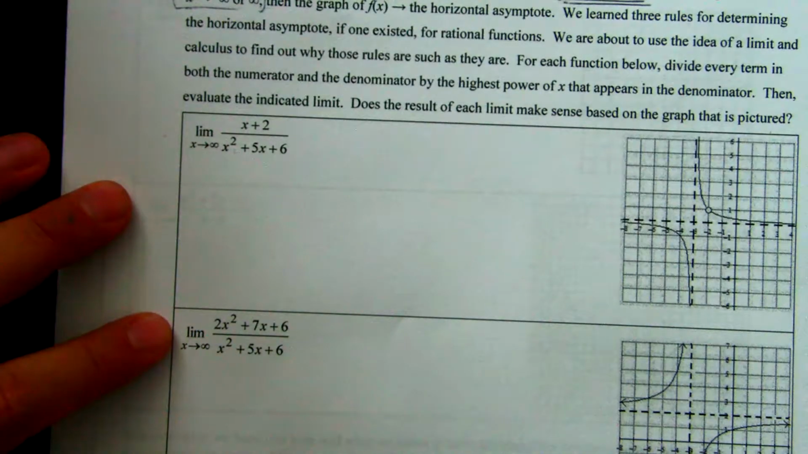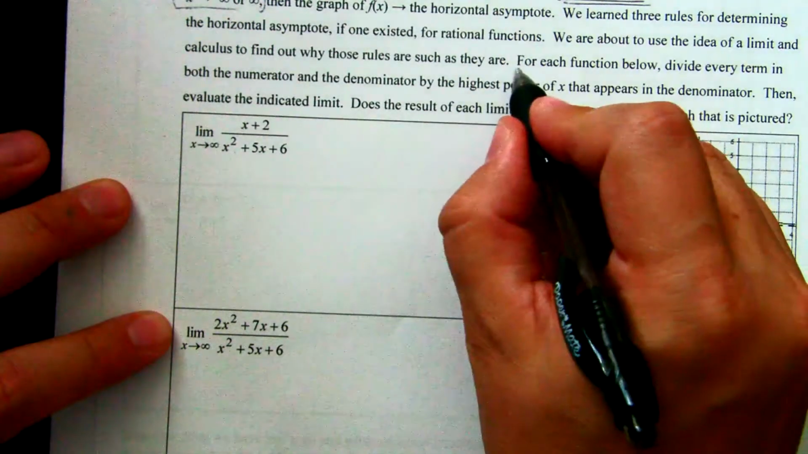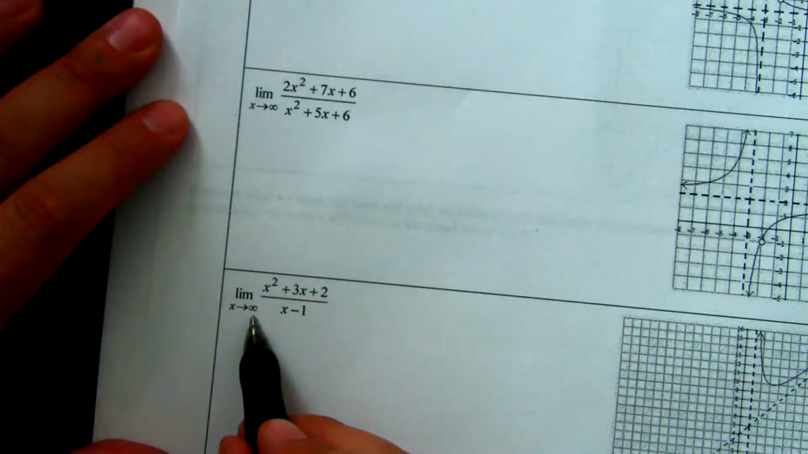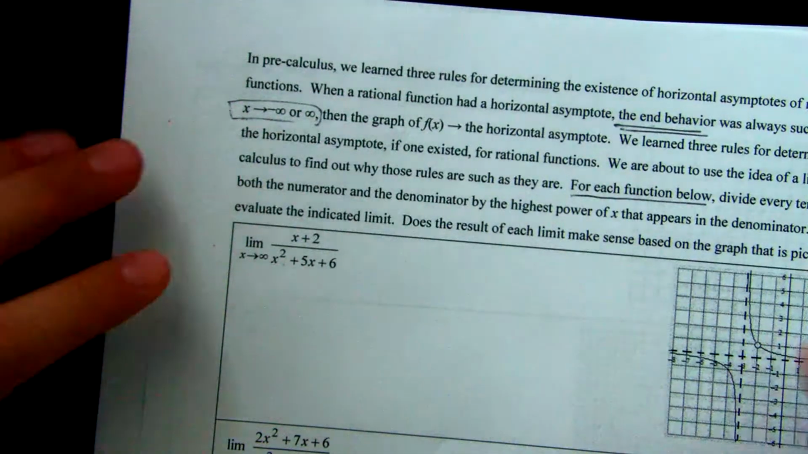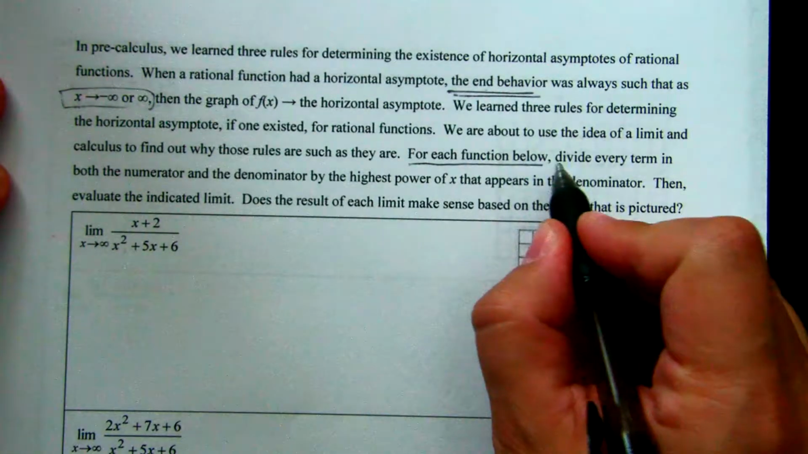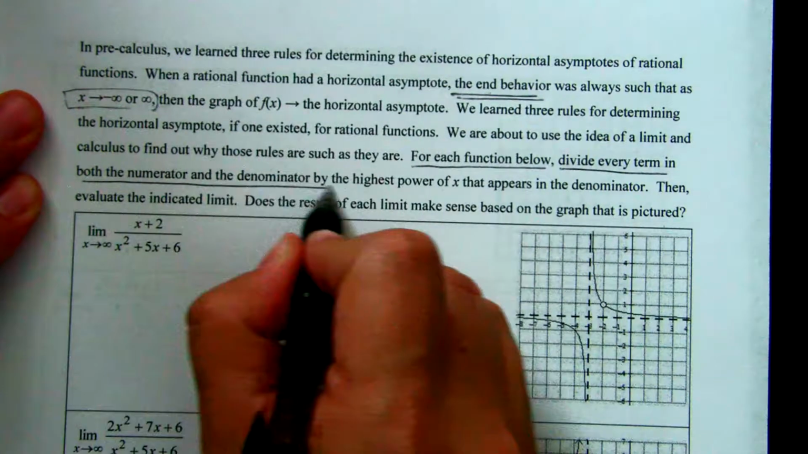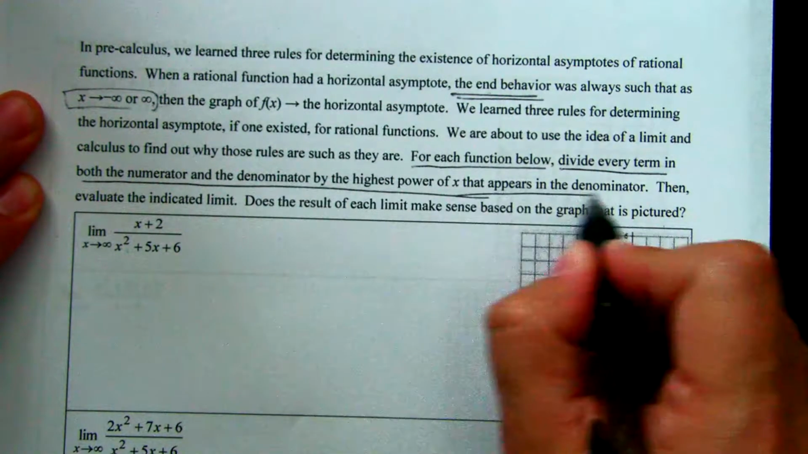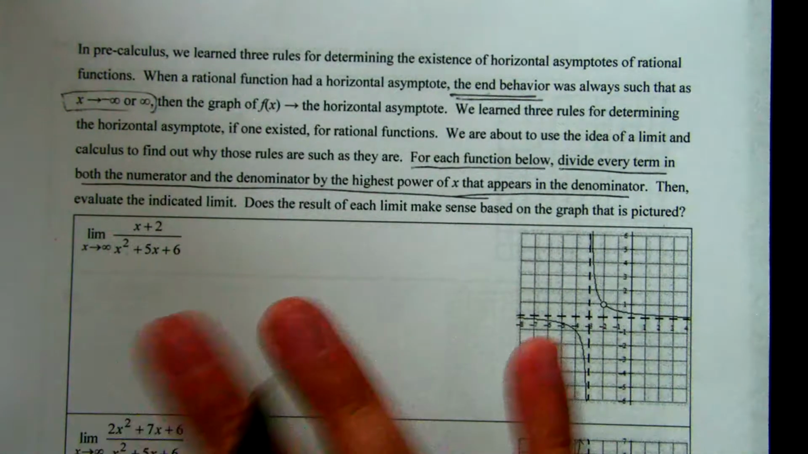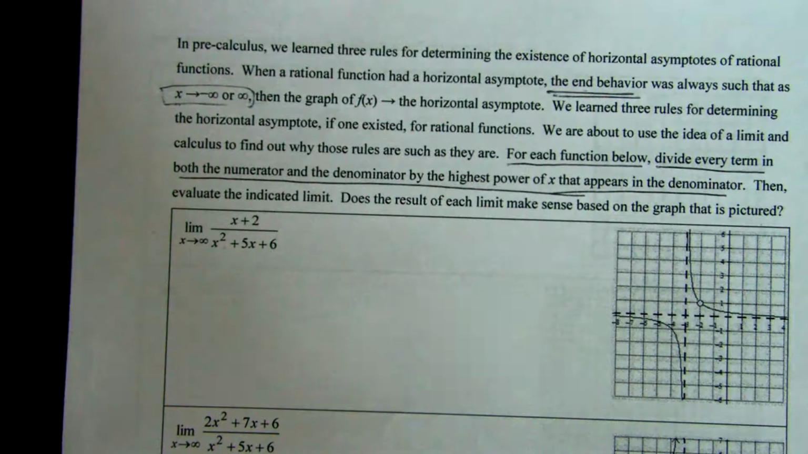So here's the technique, and it's written out right here fairly clearly. For each function below, each one of these limits is asking us to find a limit at infinity, and these are all positive infinity. We'll talk about negative infinity in a second. What we're going to do is divide every term in both the numerator and the denominator by the highest power of x that appears in the denominator, and then evaluate the limit. So we're not changing anything. We're not doing anything to the function. We're basically just dividing numerator and denominator by whatever the highest power is.